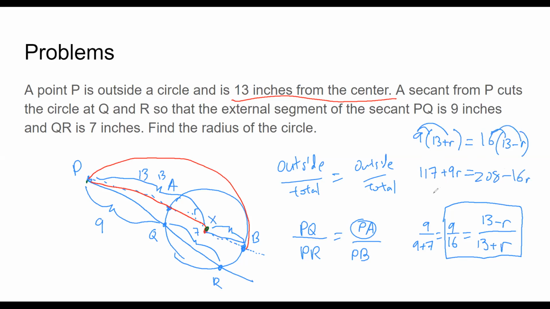We're going to add 16R to both sides, so we have 25R. And let's subtract 117 from both sides. So we have 208 minus 117, which is equal to 91. Then we have 25R is 91. I'm running out of space here, and that leaves us with R equal to 91 over 25. This is another long problem. Does everyone understand how we got there, or is there a part that I should review?